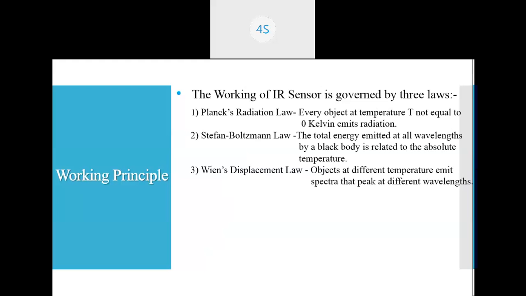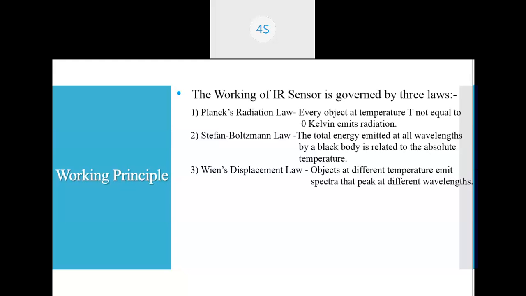Let me help you understand Planck's radiation law. Planck's radiation law states that every object which is not at 0 Kelvin, which is a hypothetical state, always emits radiation. Its formula is E = hν, where E is the radiant energy, h is Planck's constant, which is 6.626 × 10^-34 joule-seconds, and ν is the frequency of radiation.